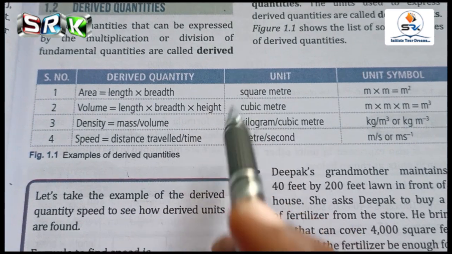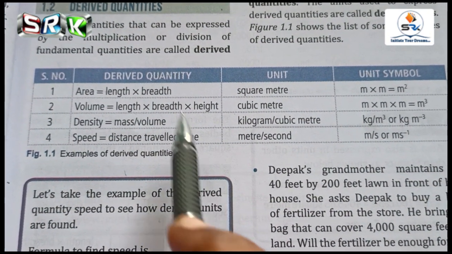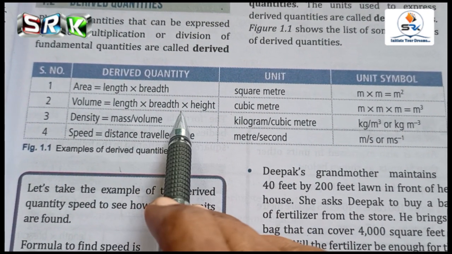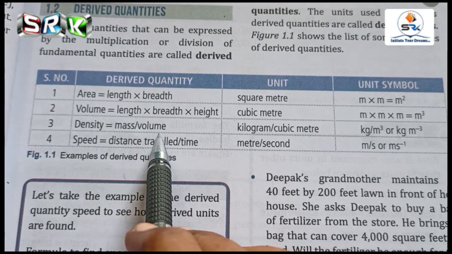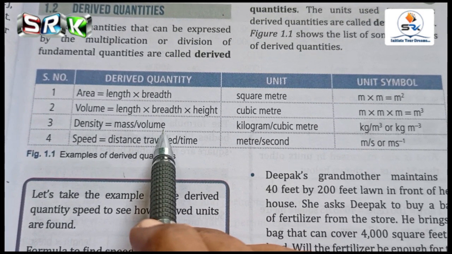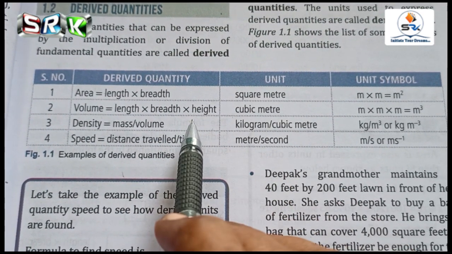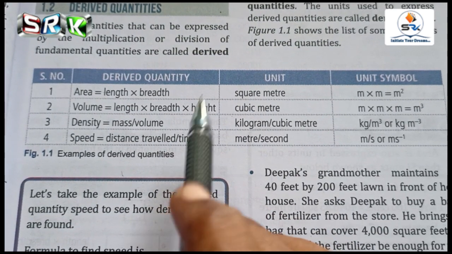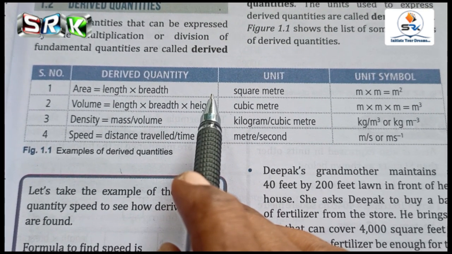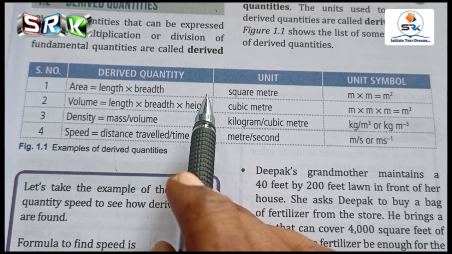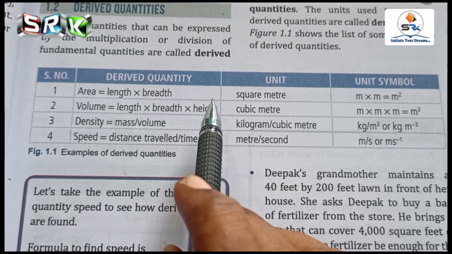Likewise, the third question is you have to complete this tabular column. Examples for derived quantity are given here. So write the tabular column as it is given here. These three questions are the homework for you. Complete the answers for these questions.